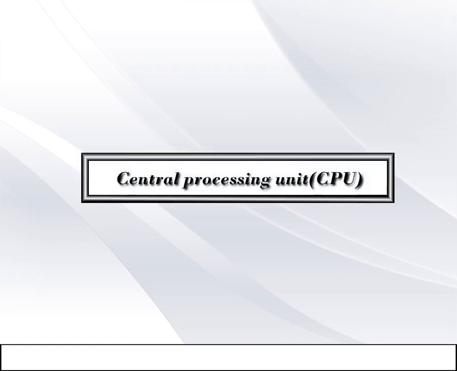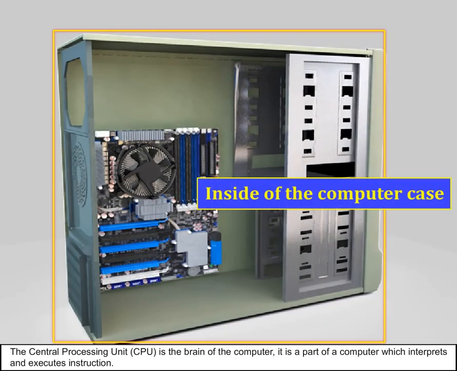Central Processing Unit, CPU. The Central Processing Unit, CPU, is the brain of the computer. It is a part of a computer which interprets and executes instructions.